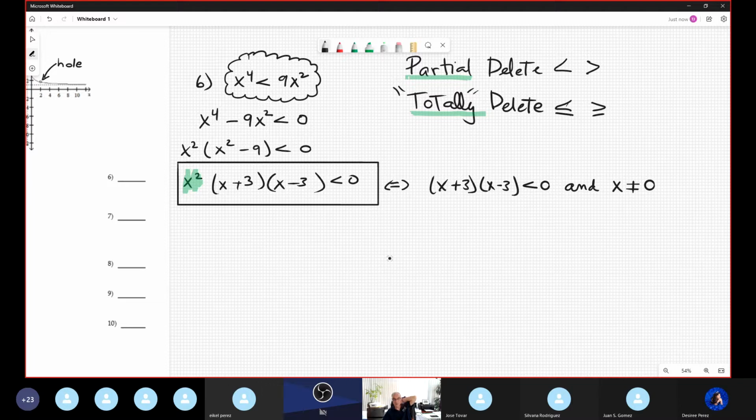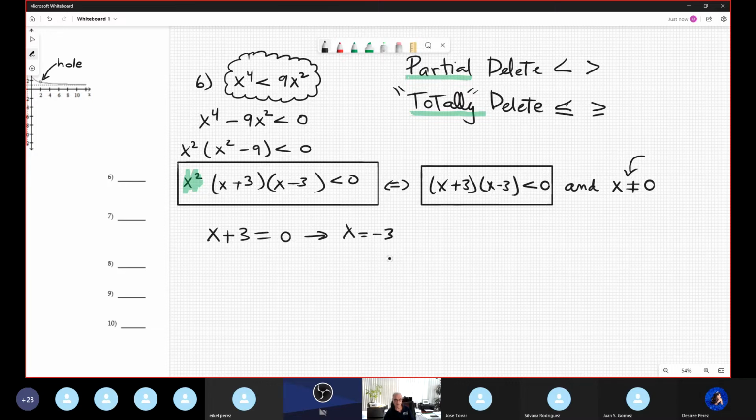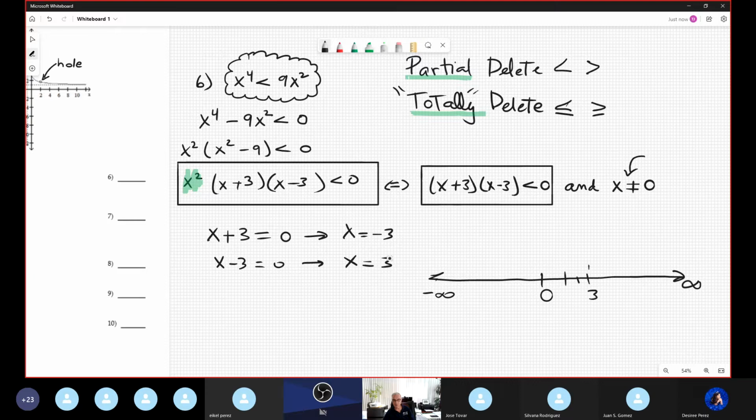Okay, so this is not the important part for solving this. We focus now on this part. In that part we have two critical values, no? x plus 3 equals 0, negative 3. And x minus 3 equals 0, positive 3. And we do the partition: negative infinity, negative 3, 0, 3, infinity.